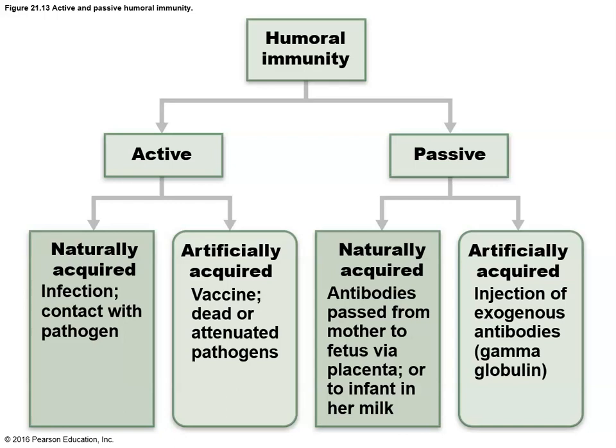Artificially acquired passive humoral immunity is when antibodies are injected. And this might occur if, let's say, you're planning to go to Africa, and you know that malaria is a problem in Africa, and you don't want to get malaria. What you can do is go to the doctor and they can give you an injection of antibodies against malaria, and that will give you a couple of months of protection.